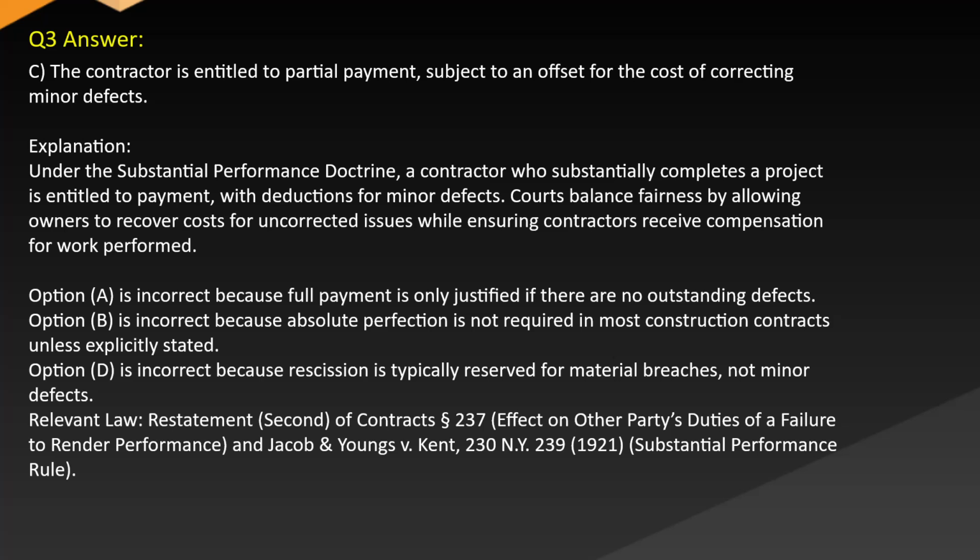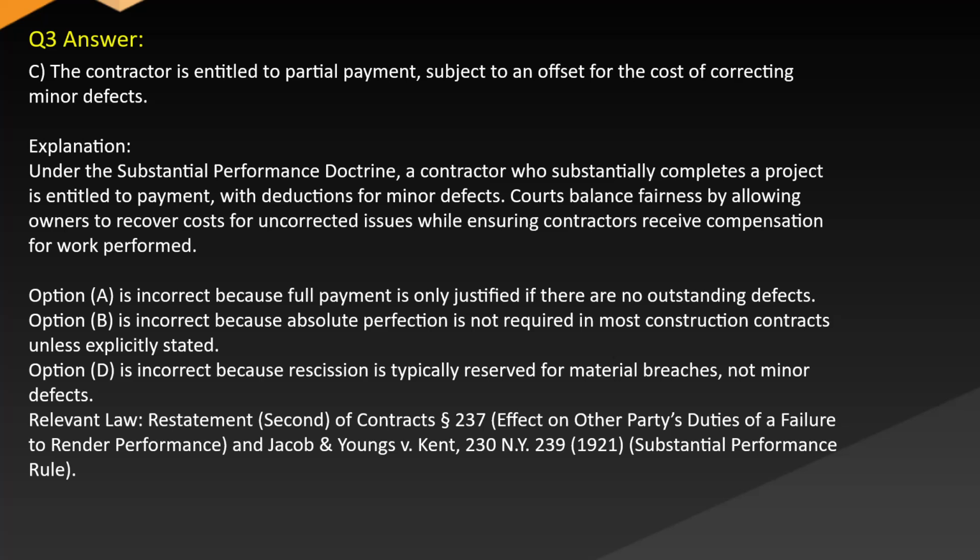Option A is incorrect because full payment is only justified if there are no outstanding defects. Option B is incorrect because absolute perfection is not required in most construction contracts unless explicitly stated. Option D is incorrect because rescission is typically reserved for material breaches, not minor defects. Relevant law. Restatement.